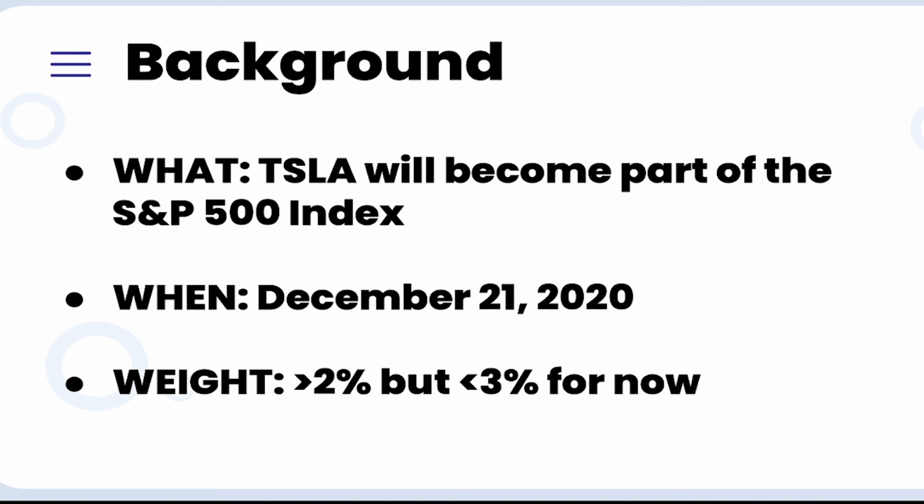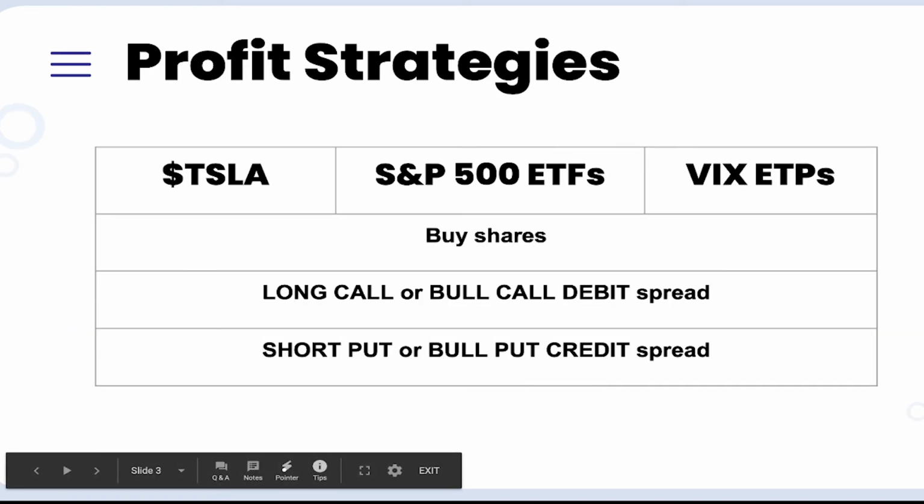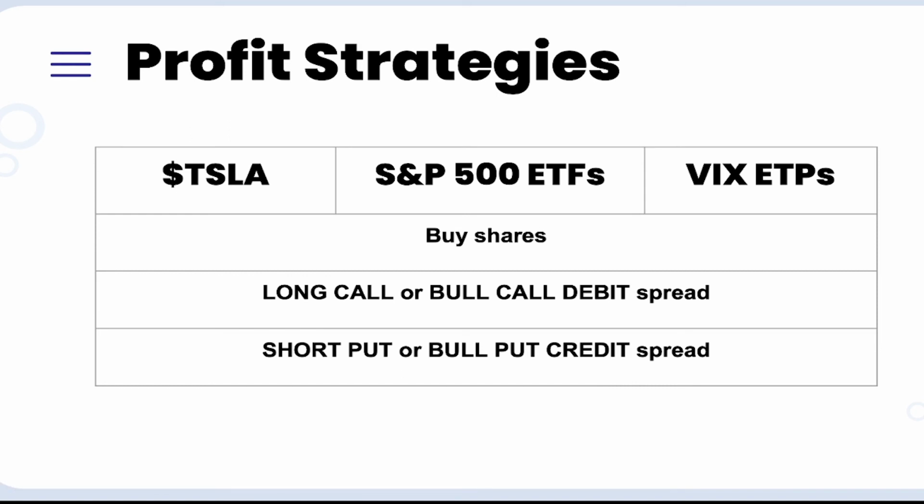Okay, so some strategies that I'm considering, and you can check them out. There are actually more than 10 tickers that you can trade around this event. You can obviously trade just Tesla stock. You can trade S&P 500 index ETFs, and then you can also trade volatility exchange traded products.